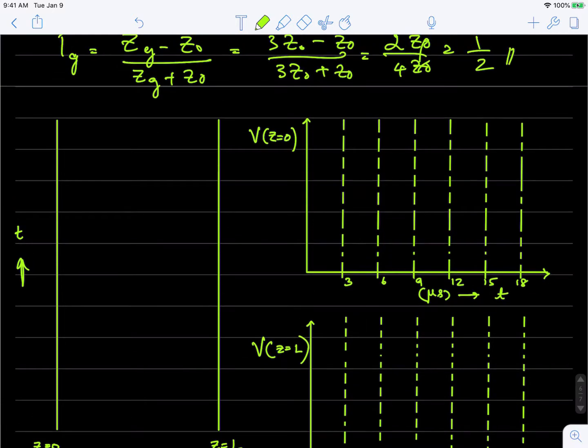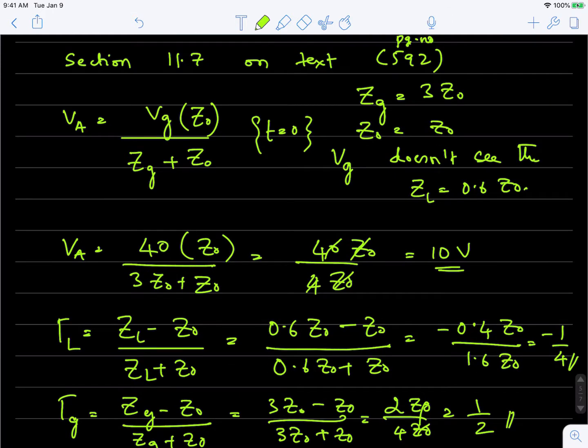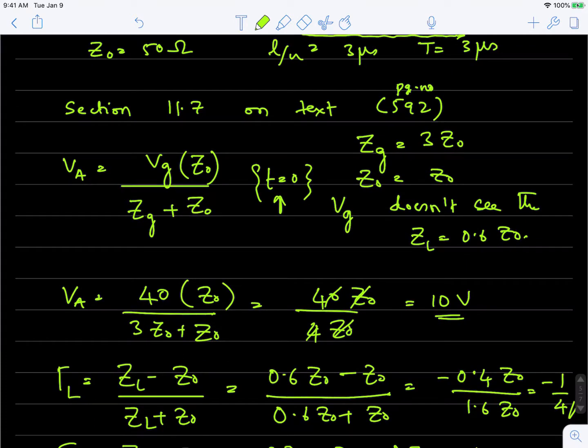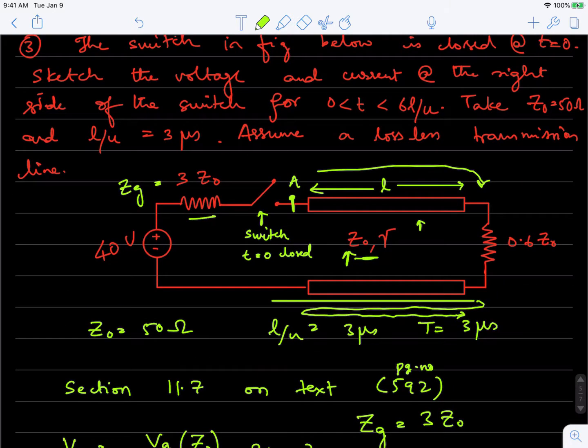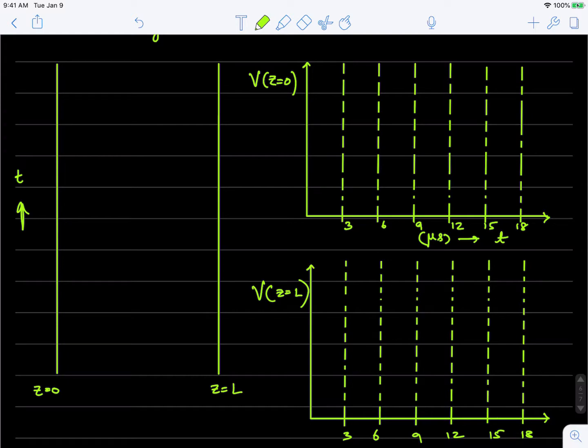So at Z equals 0, at time equals 0, what does the voltage look like? As we said earlier, the moment the clock turns 0 and the switch closes, all that we see is a 10 volt signal at A. And we are asked to sketch the voltage and current at the right side of the switch, which means we have to sketch the voltage at A. So at t equals 0, the voltage is 10 volts, and that is what propagates all the way to the right side.